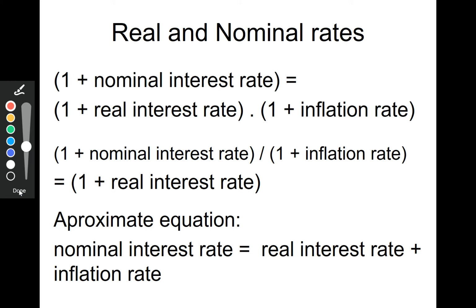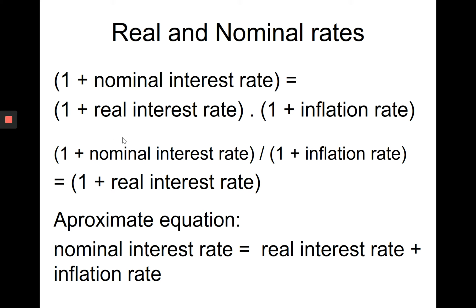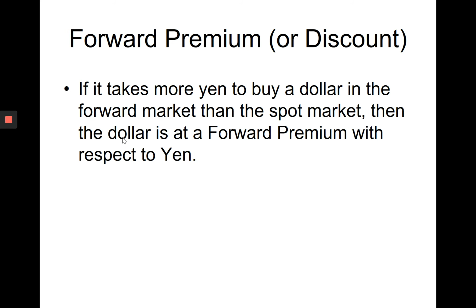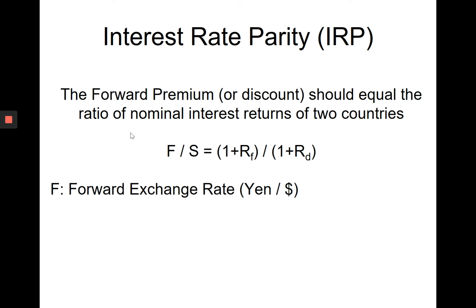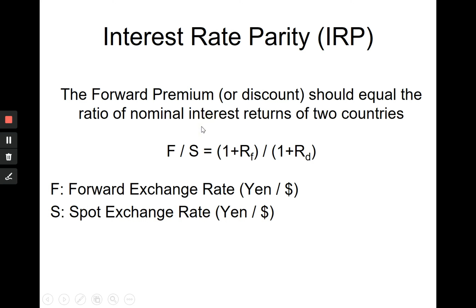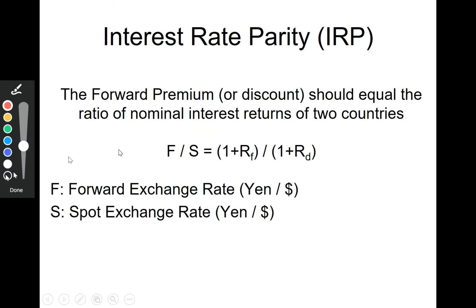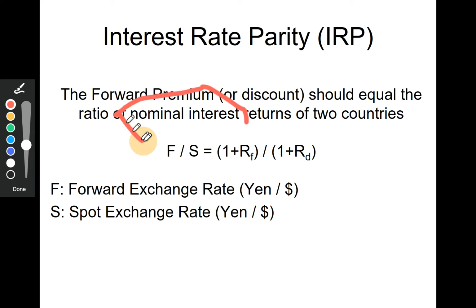Then you would see that the approximation is not so bad. Let's go back a slide to where we were in our discussions. We were talking about forward premium or discount, and we got to this word nominal interest rates, this word nominal interest return, I would say, and I explained what nominal interest was.